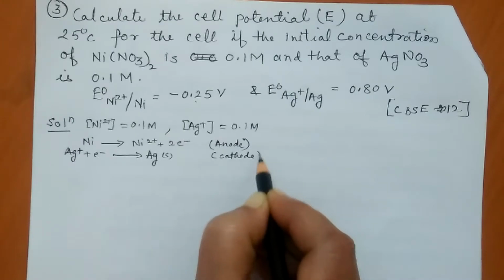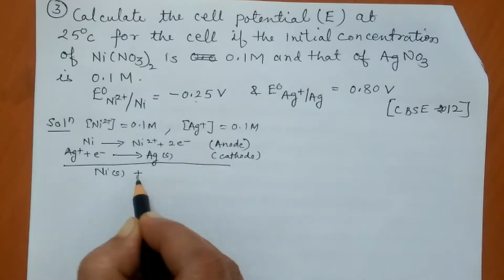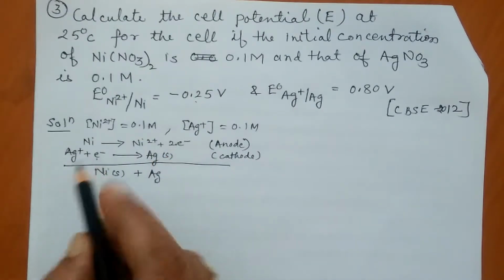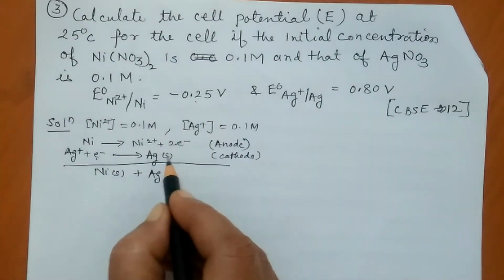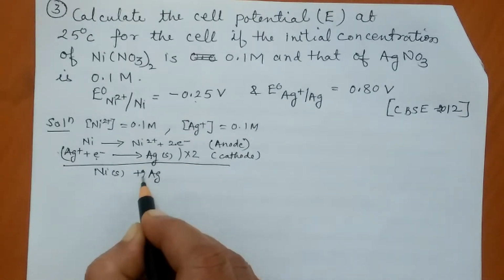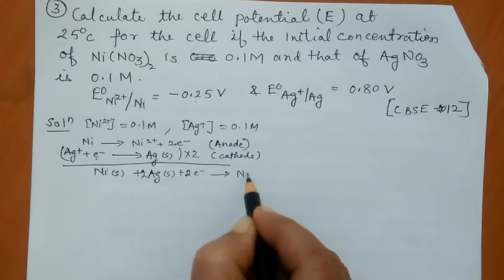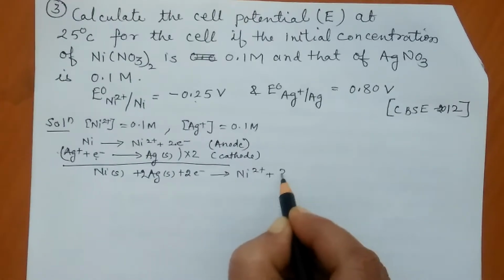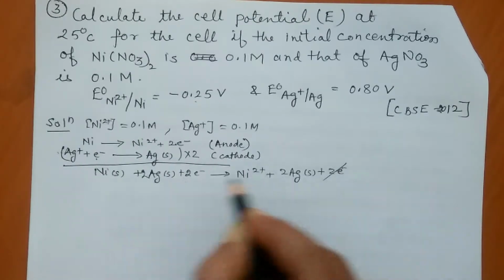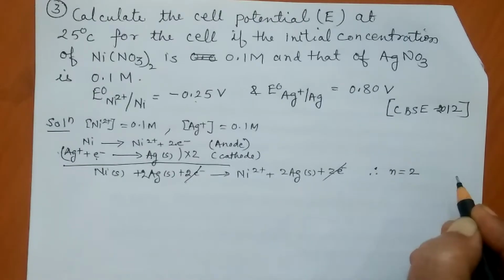Now when you write down the overall reaction, it will be Ni solid plus Ag+. Now see, here there are 2 electrons, here only 1 electron. So you will multiply this entire equation by 2, so it becomes 2Ag+ plus 2 electrons gives 2Ag solid, and Ni gives Ni2+ plus 2 electrons. Now you will see that these electrons are getting cancelled, so n is equal to 2 for this case.